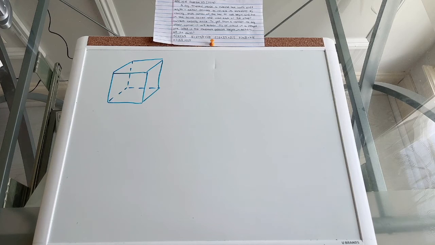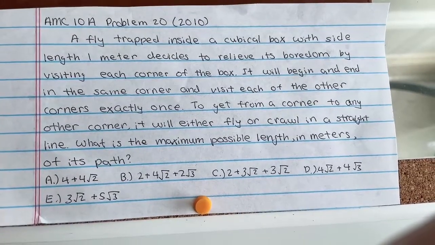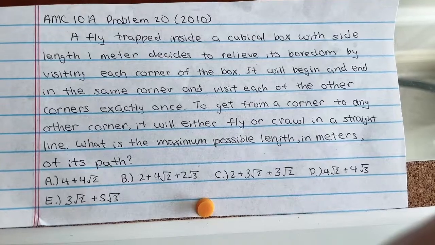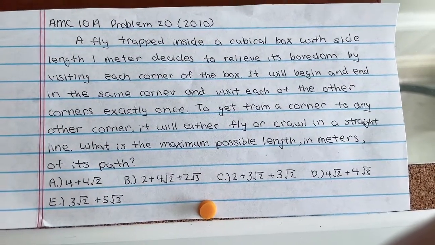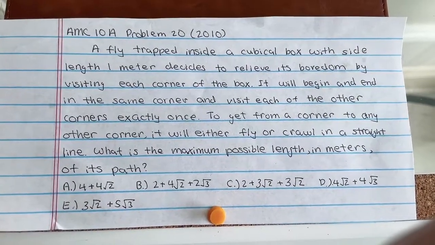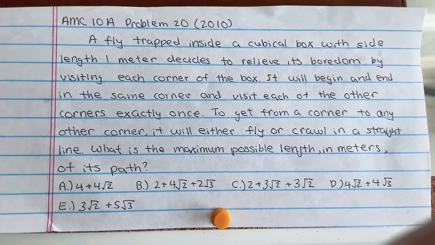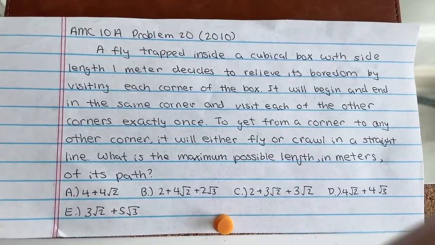This is AMC 10A, problem 20 of the year 2010. A fly trapped in a cubical box with side length 1 meter decides to relieve its boredom by visiting each corner of the box. It will begin and end in the same corner and visit each of the other corners exactly once. To get from a corner to any other corner, it will either fly or crawl in a straight line. So what is the maximum possible length in meters of its path?